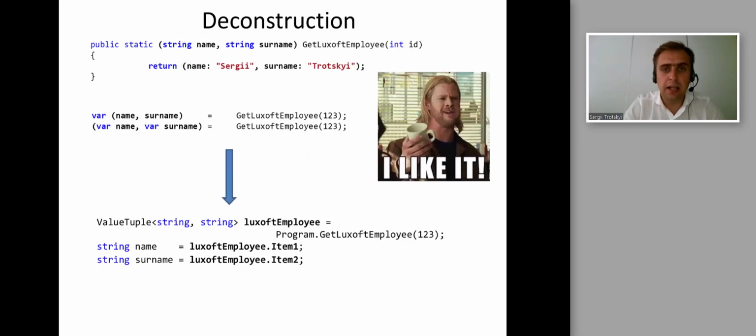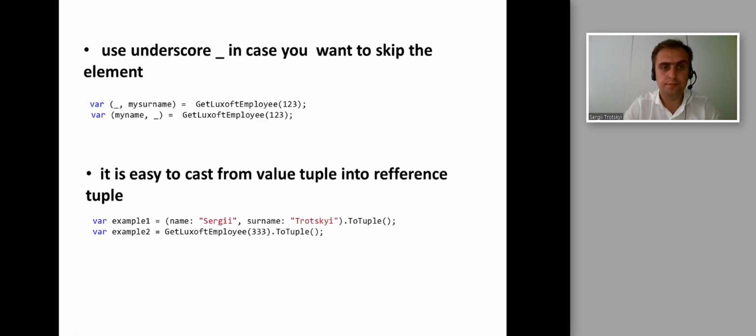Deconstruction. So we have our example. In order to deconstruct that, we just need to use such statements. Such statements will be transformed by the compiler. In case we do not care about a particular element returned from the tuple, we could use the discard, which we spoke about a bit earlier. Discard means that we will just ignore the first element or the second element.